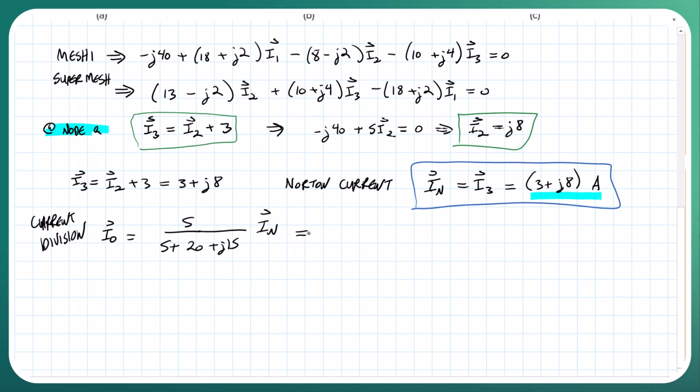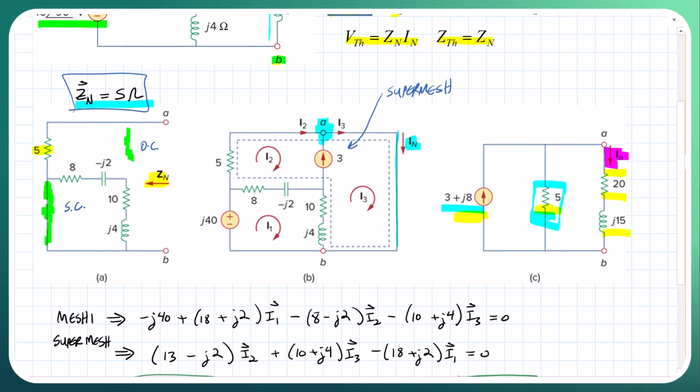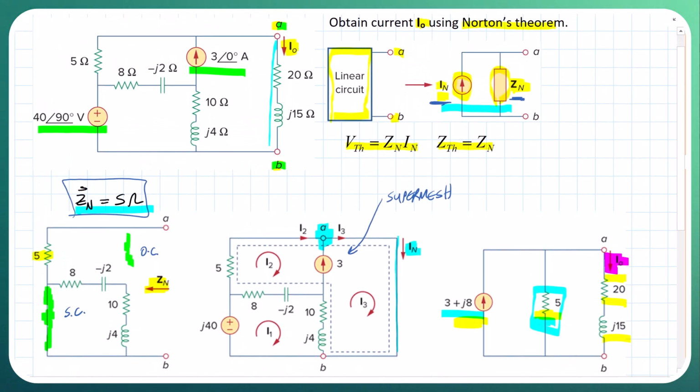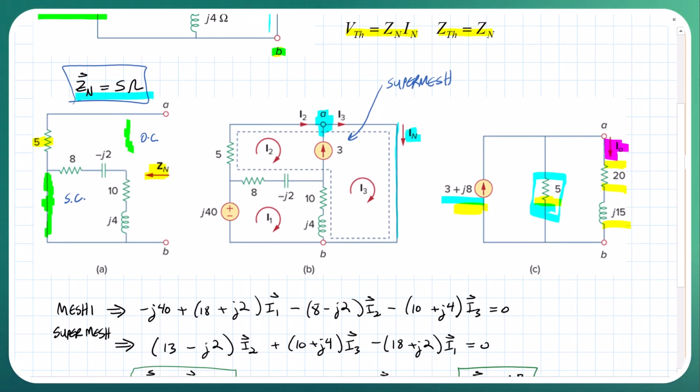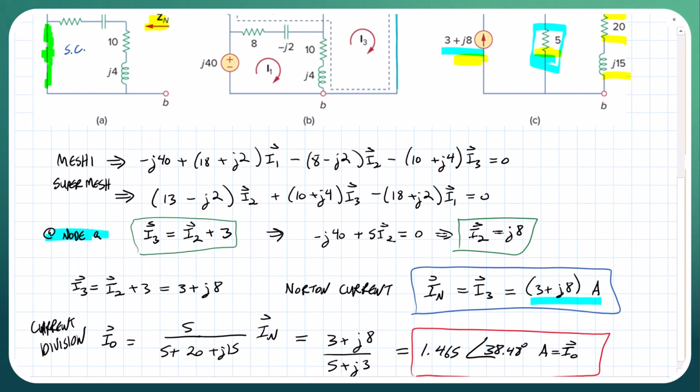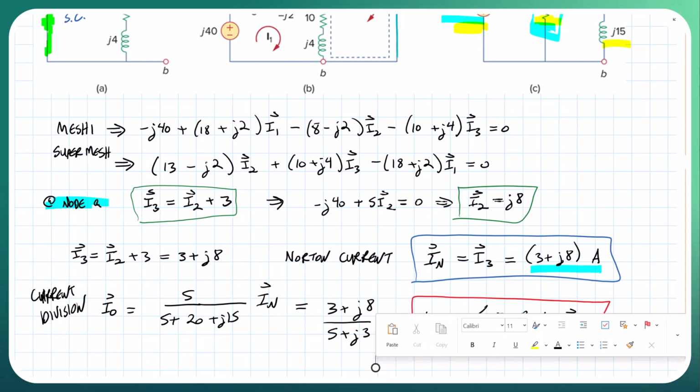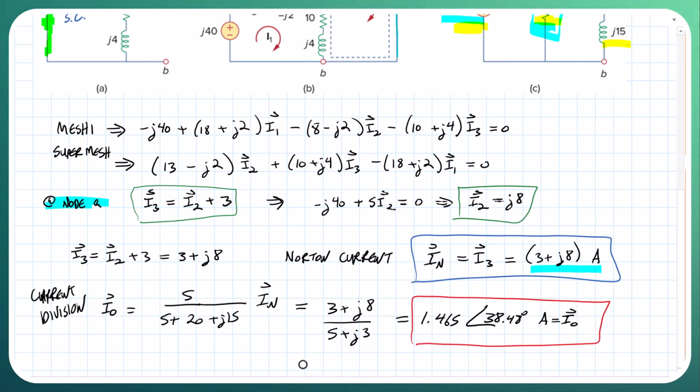Let's plug those in. We have 3 plus J8 over 5 plus J3. We plug all those in, and then we can convert that to polar, which is 1.465 at 38.48 degrees amps. This is our I naught, and that's the final answer using the Norton equivalent methodology for this circuit. We figured out our Norton impedance, our Norton current, and from there we were able to get our I naught across terminals A and B.